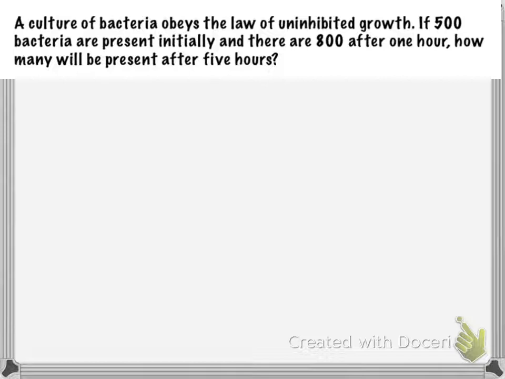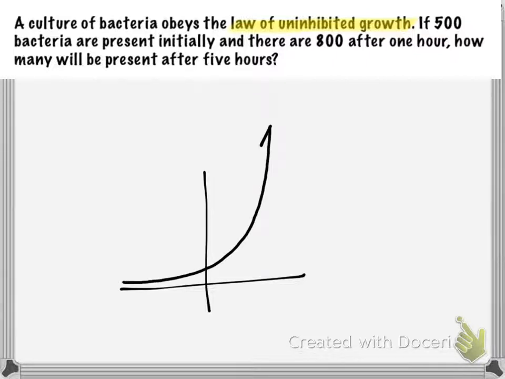So for this problem, because it says that the bacteria culture is following this law of uninhibited growth, we know that this population is growing exponentially. Remember, the law of uninhibited growth is telling us that there's nothing keeping the population from continuing to grow. So we have unlimited space, unlimited resources. So exponential growth will happen, and it'll look graphically something like this.